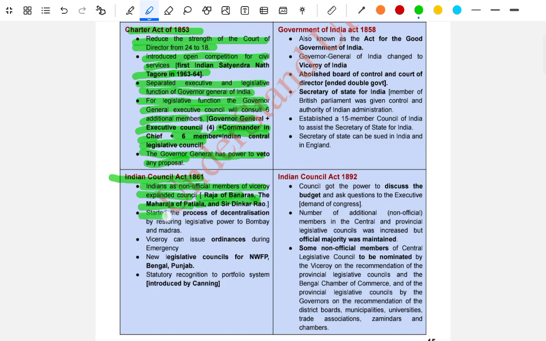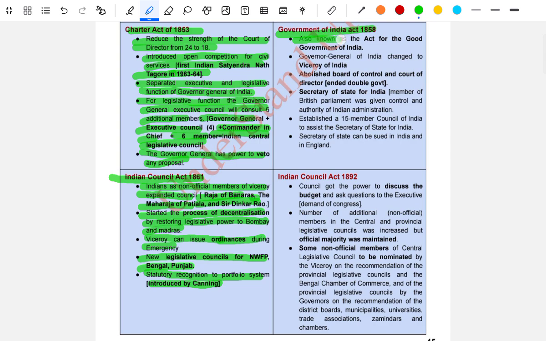It started the process of decentralization by restoring legislative power to Bombay and Madras. The Viceroy could issue ordinances during an emergency. New Legislative Councils were set up for the NWFP, Bengal and Punjab. Statutory recognition was given to the portfolio system introduced by Canning.